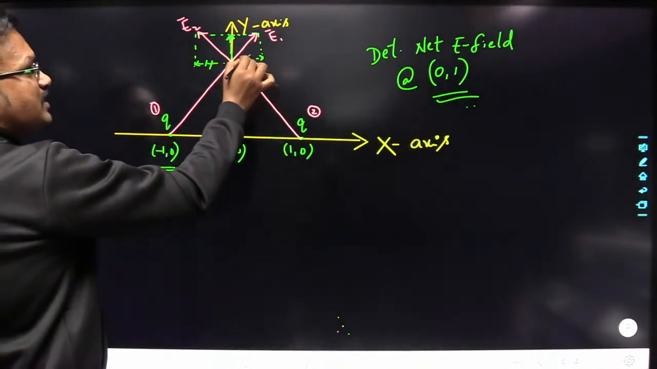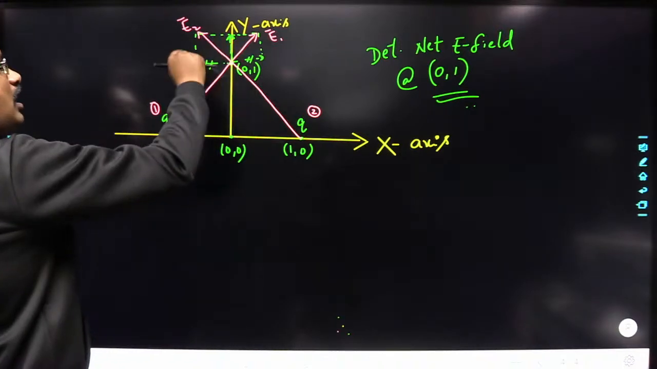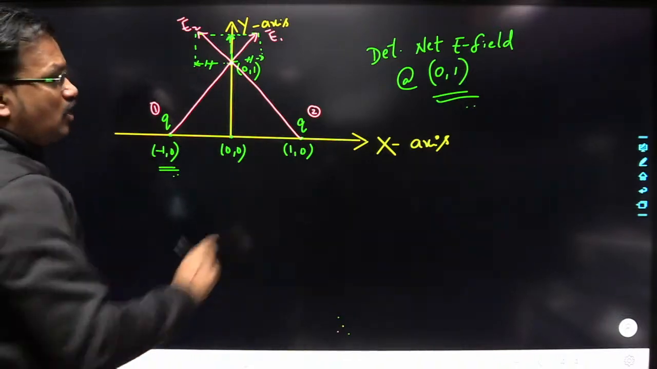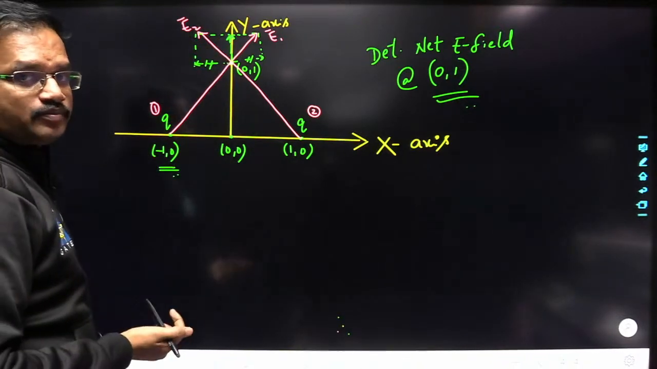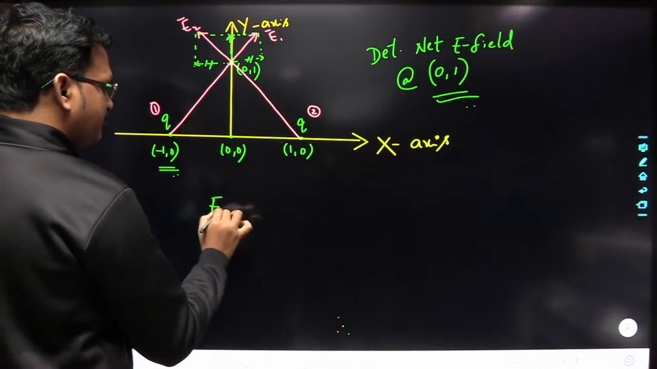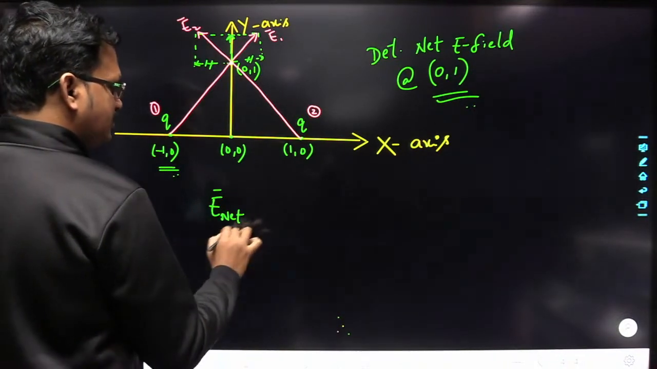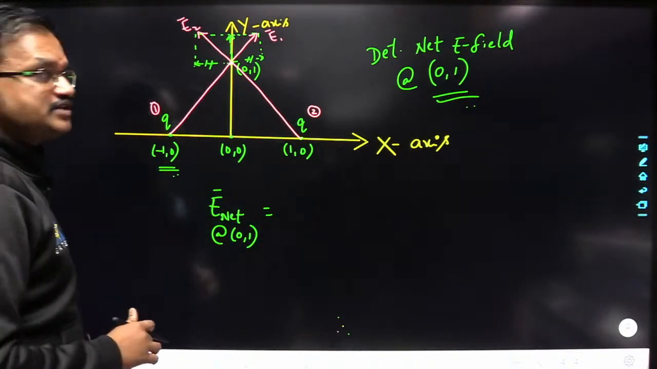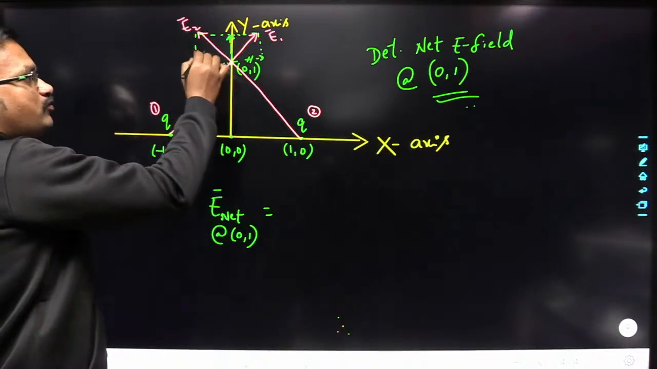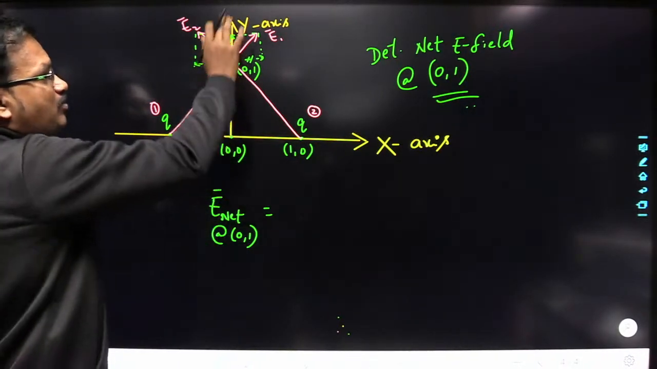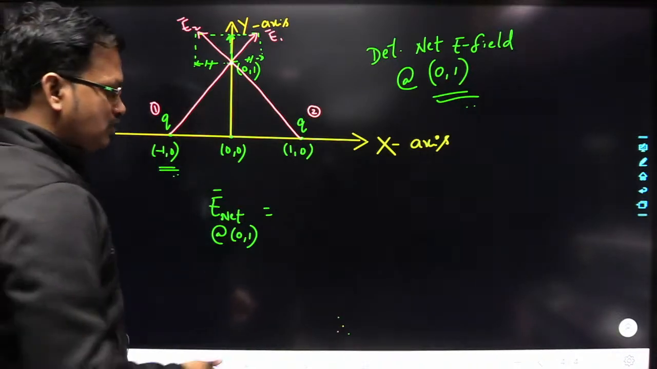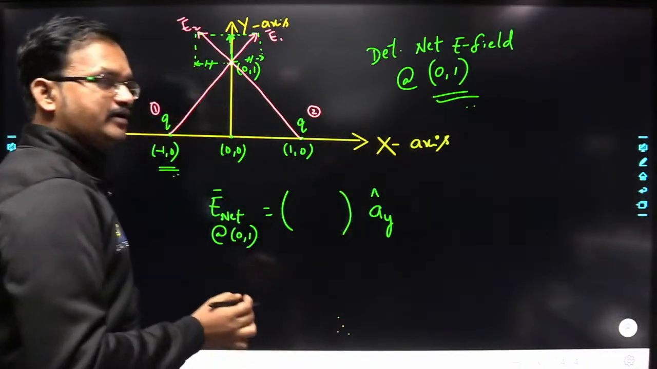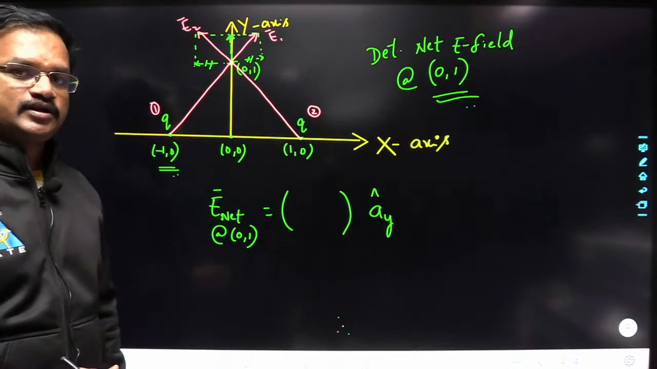These two will get cancelled, and the y component of E1 and the y component of E2 both are in the same direction, that is in y direction. Yes or no? So these two components are going to get added up. So that means the net electric field at (0, 1) is going to have only which components here? The x components of E1 and E2 will get cancelled, and only the y components are getting added up. So the net electric field you are going to have in which direction? You are going to have only in y direction. Right.